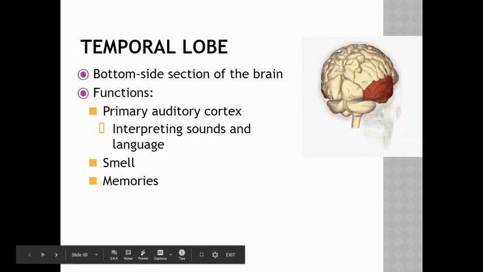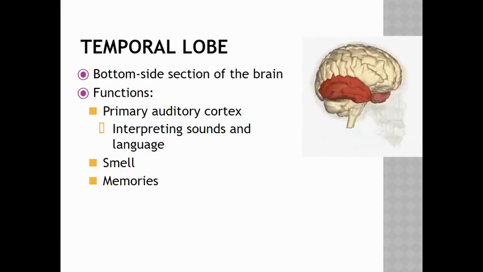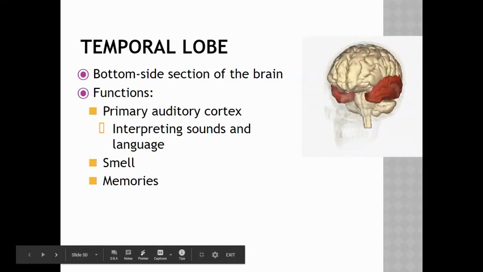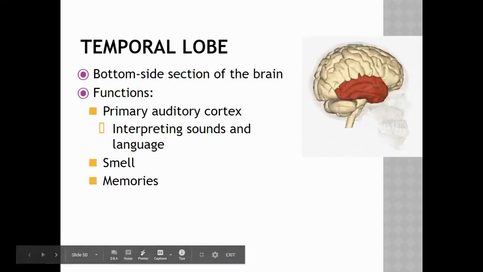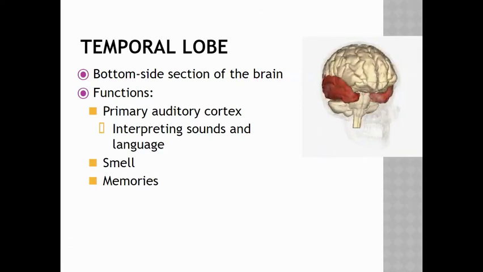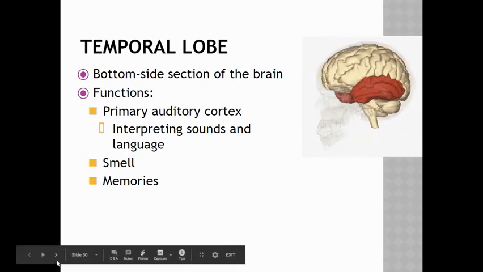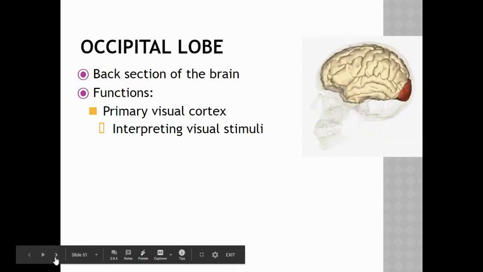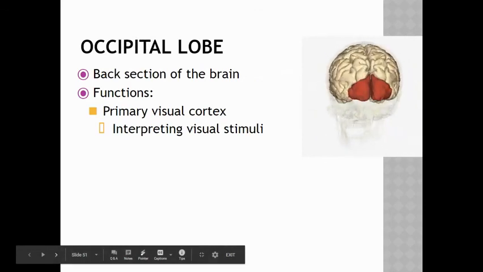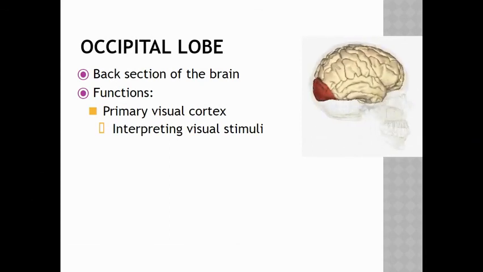The temporal lobe is the bottom side section of the brain, which functions as the primary auditory cortex. So, this is where the interpretation of sounds and language is mainly taking place. The temporal lobe also functions in smell as well as memories. And the last lobe, the occipital lobe, is the back section of the brain. And this serves as the primary visual cortex where visual stimuli is interpreted.